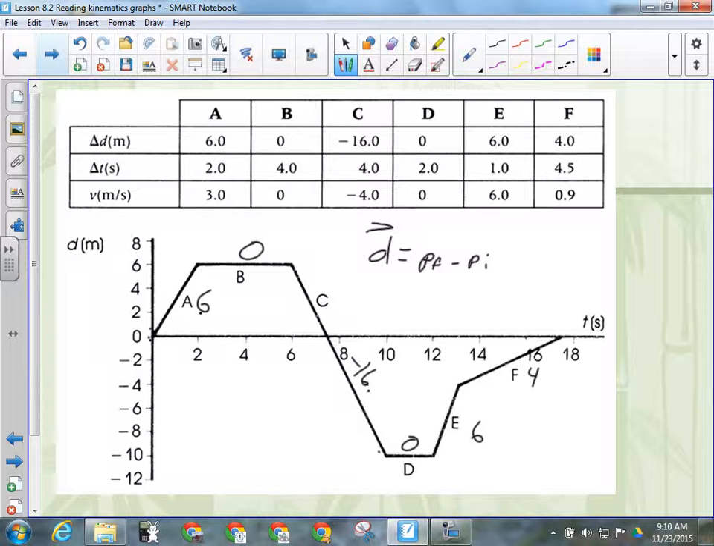Sometimes it looks daunting when you first look at a graph. Like this graph's got all these sections, and it looks like, oh man, it's going to take me forever. But really, it doesn't. Break it down piece by piece, and you can have a question done in no time.